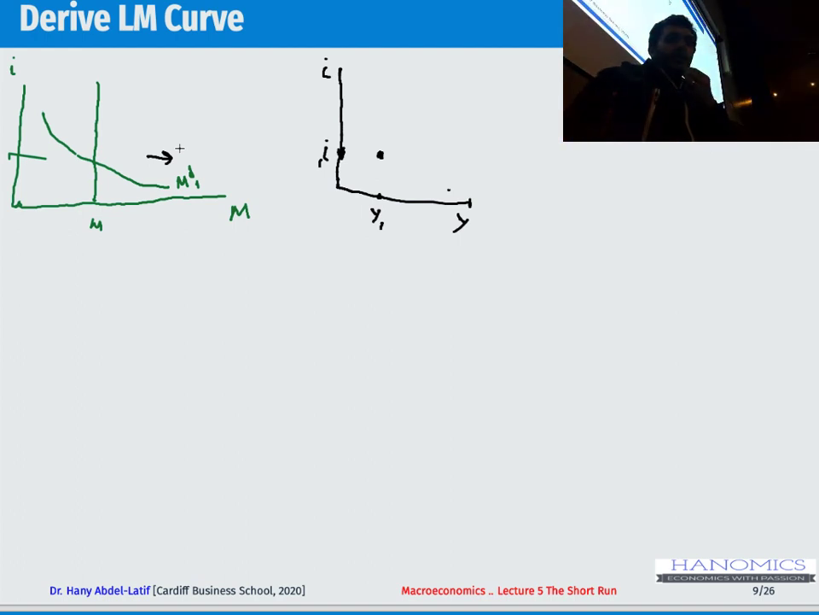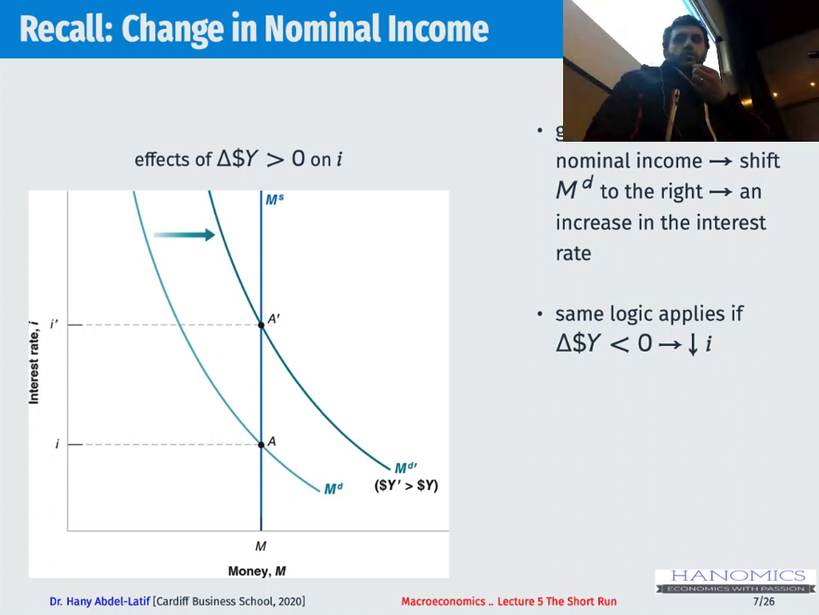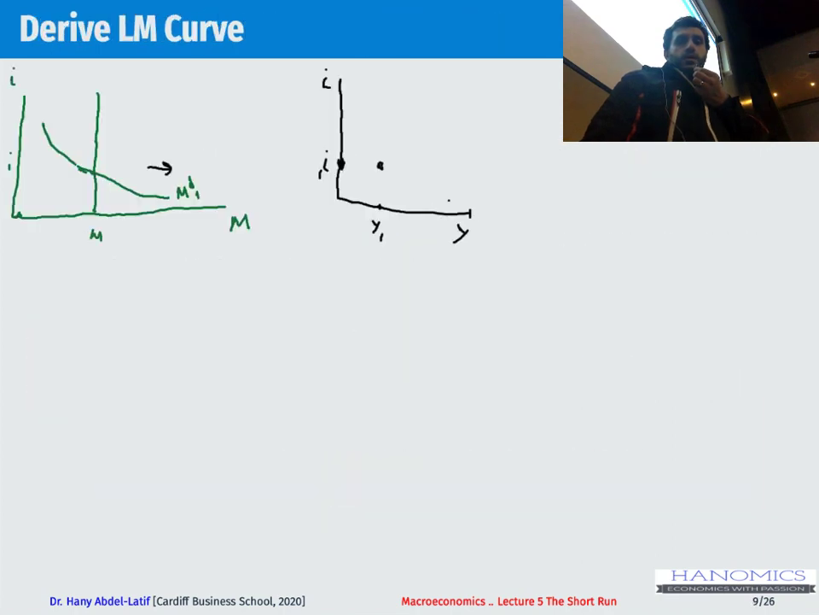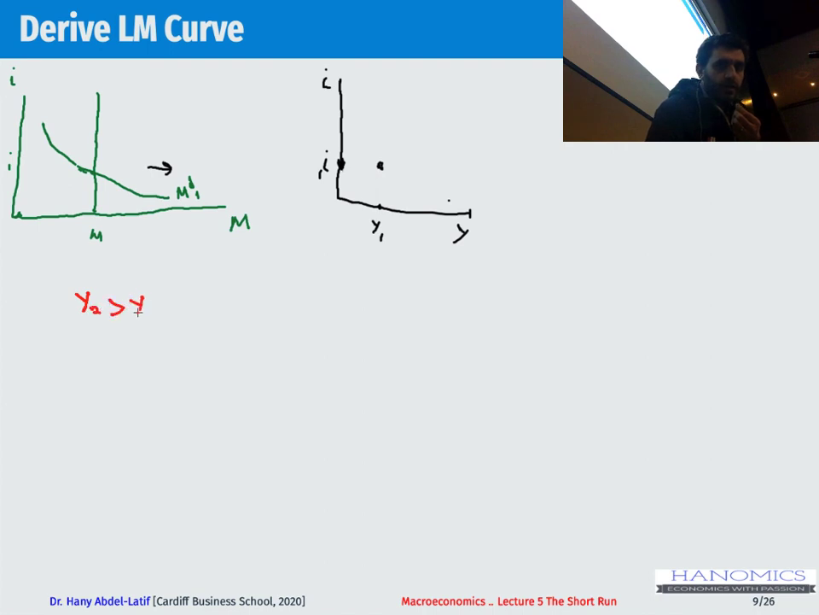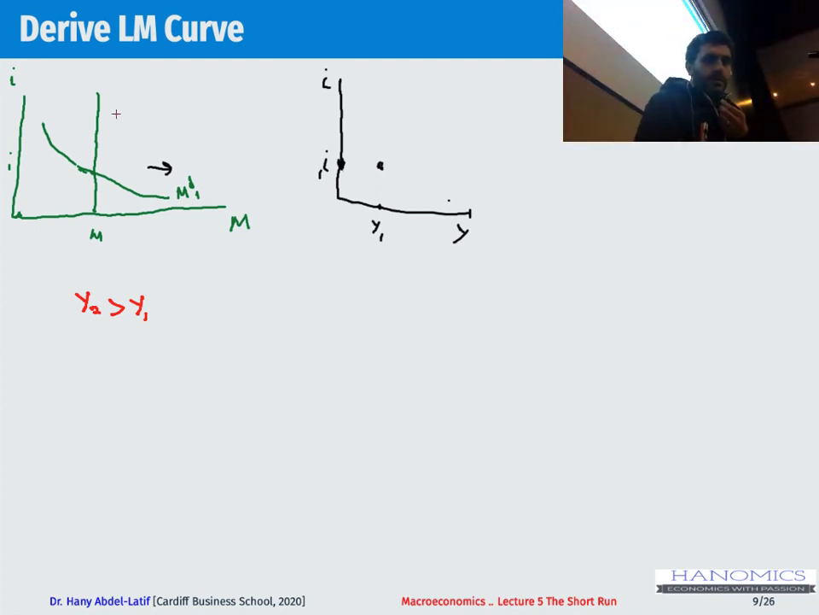If income has changed, remember from the previous slide, for a higher level of income, that means demand for money will shift to the right. So let's follow the same scenario. Let's say I do this in red. Now Y has increased from Y1 to Y2, and Y2 is greater than Y1, so a higher level of income. We'll see what has happened here.